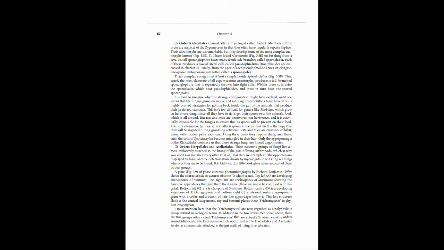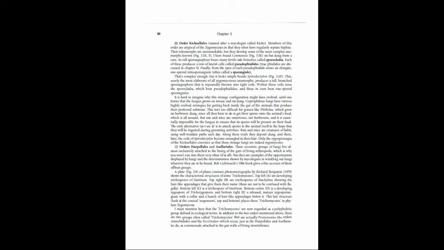Each of these produces a row of lateral cells called pseudophialides. True phialides are discussed in Chapter 4. Finally, from the apex of each pseudophialide arises an elongate, one-spored mitosporangium, often called a sporangiole. That's complex enough, but it looks simple beside Spirodactylon, Fig 3.8f.